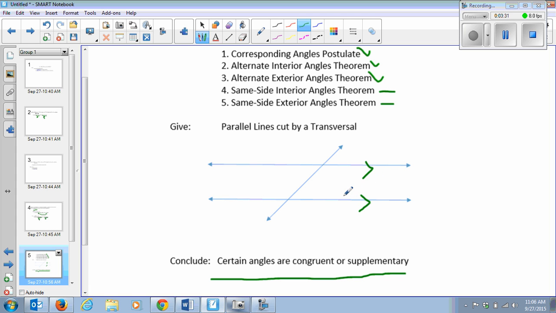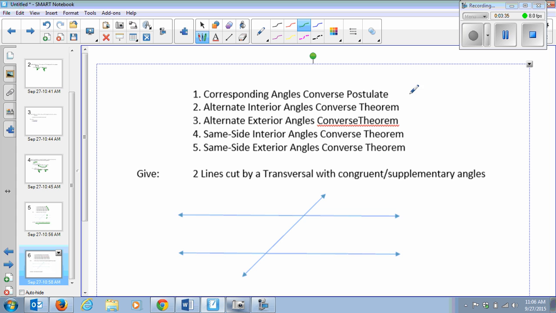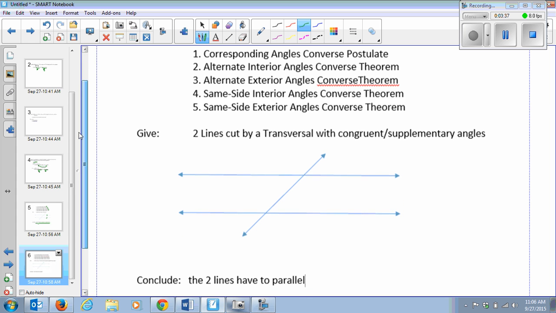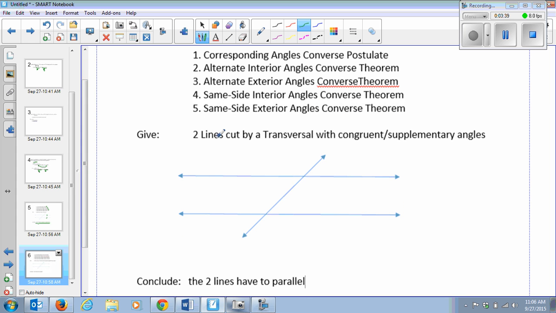Now we're going to be working with the converses. The converses are the exact opposite. And in this scenario, they're going to give us two lines cut by a transversal. Notice it's just two lines. It doesn't say anything about parallel lines. However, they're going to tell me that the angles are supplementary or congruent. So notice we flipped it.